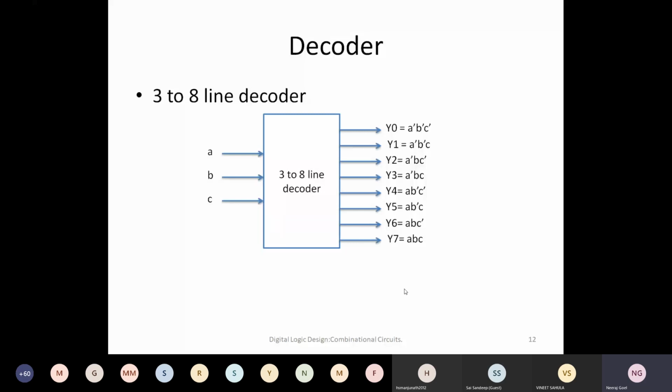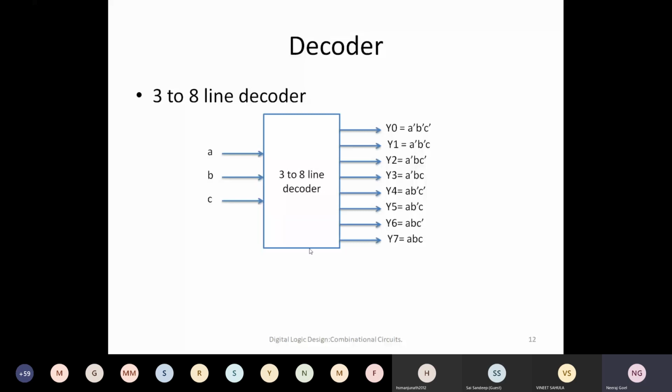One, that although structurally or internally it looks very similar to a demultiplexer, it would have different utilities, different applications, and different perspective. Similarly, if I have a 4 to 16 decoder, then there would be 4 inputs and 16 outputs. This decoder also sometimes is active high or active low. That also depends on the circumstances or scenario where it is being utilized.